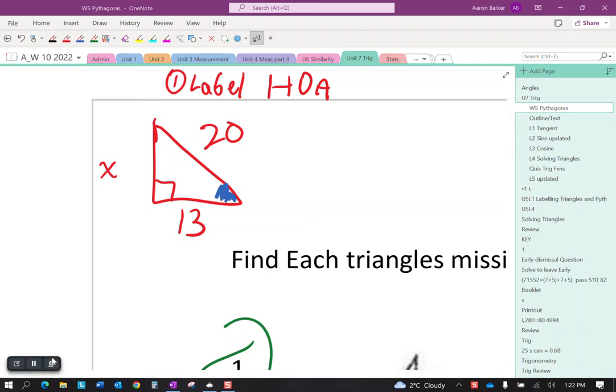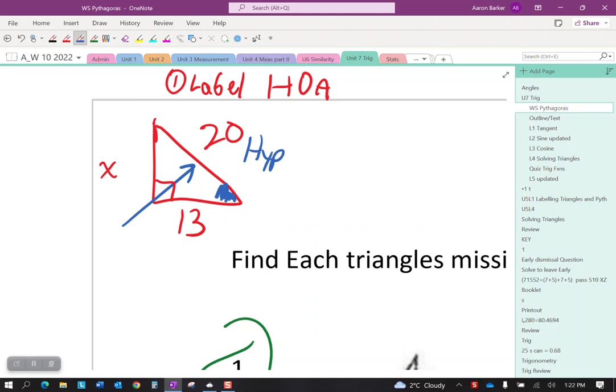Good. Okay, so draw your triangle right here, label your HOA, and after that we will find X. So labeling your HOA, what letter is the hypotenuse, or which side, X, 13 or 20? Which side's our hypotenuse? Across 90 degrees, that's the hypotenuse, HYP, or H, that's fine.